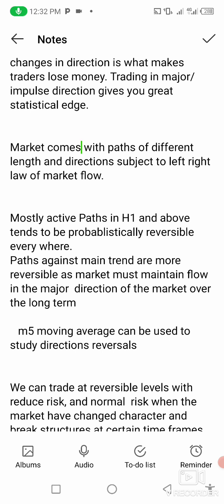Market normally flows from left to right, it can't flow backwards, and as it is flowing from left to right, it creates paths of different lengths and directions. It can create a length of 20 pips in one direction, a length of 40 pips in another direction, a length of 1 pip in one direction, a length of 100 pips in another direction. So how do you know the right direction to follow? There are two major directions in the market: either you buy, called buy direction or up direction, or you sell, which is down direction.